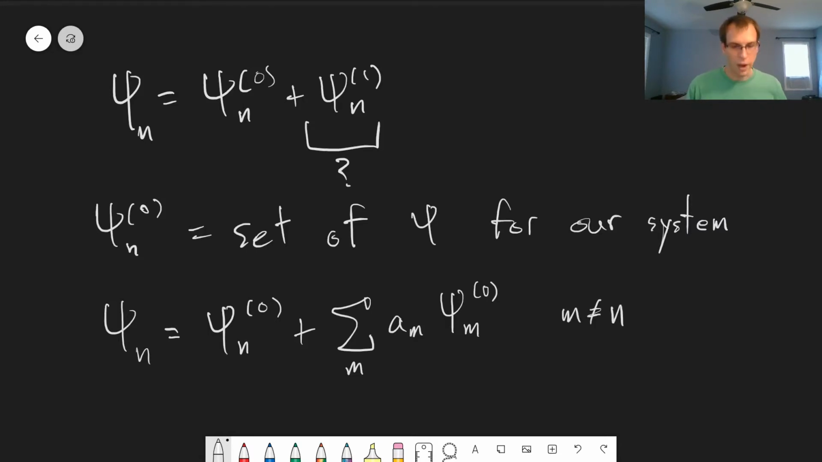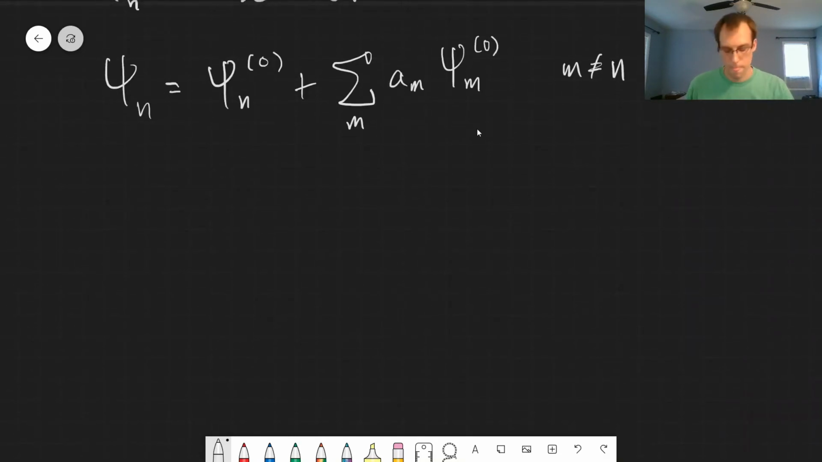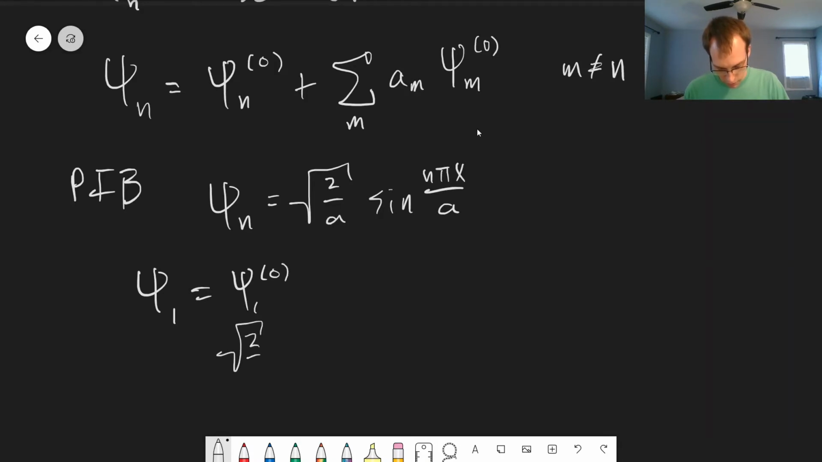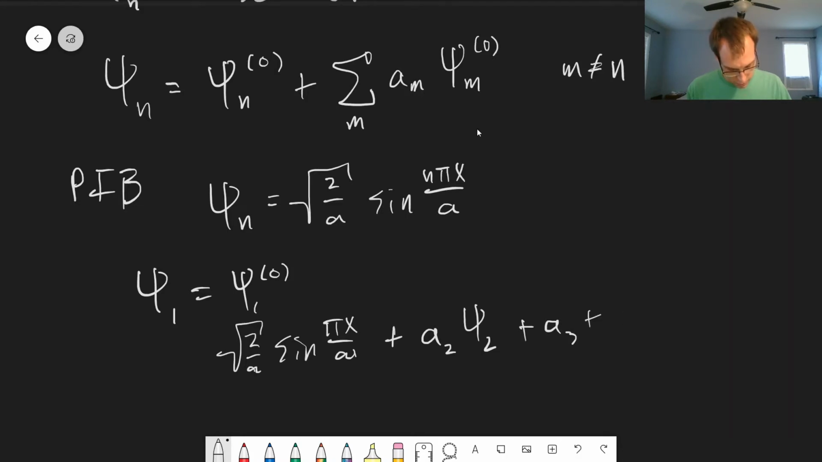And here m does not equal n. So these are all the other wave functions. For example, to put this in specific terms, if we have the particle in a box, we have a set of wave functions psi n, square root of 2 over a, sine n pi x over a. Say we were doing a perturbation theory problem with this, and we wanted to find the correction to the n equals 1 wave function. Our n equals 1 wave function, psi 1 0, would be just our regular wave function, sine pi x over a. And then we'd add a little bit of our other wave functions that make up our system. So we'd have some coefficient a2 times the psi 2 wave function for particle in a box, and then a3 times psi 3. And we would add all the other possible terms.